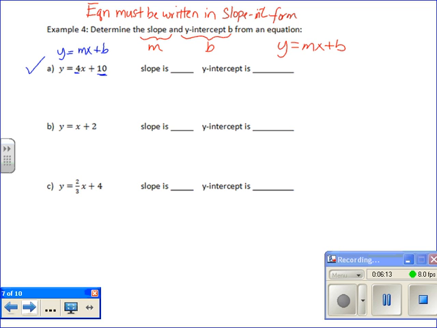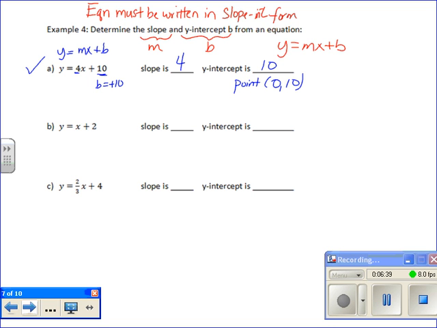So the first thing I should do is make sure it's in order, and then from there it's really easy. I can go ahead and figure out my values. First of all, I can see that b is equal to positive 10. So the y-intercept is 10, which, by the way, is the point 0 for x, 10 for y. b equals 10.